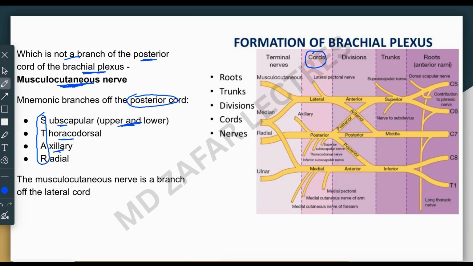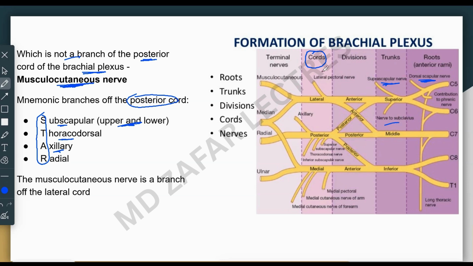So, just a rapid overview. The brachial plexus arises from C5, C6, C7, C8 and T1. Now, there are only two branches from the roots: the dorsal scapular nerve, and a contribution to the phrenic nerve. So the phrenic nerve as well as the dorsal scapular nerve arise from the roots. From the trunk, we have two branches, the suprascapular nerve and the nerve to subclavius. There is no branch from the divisions.